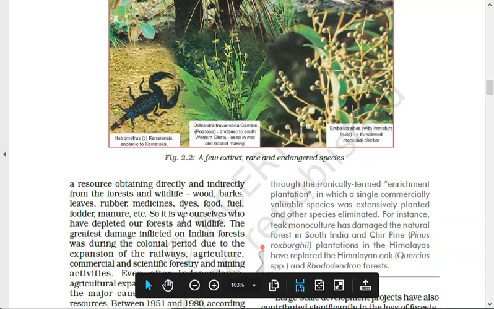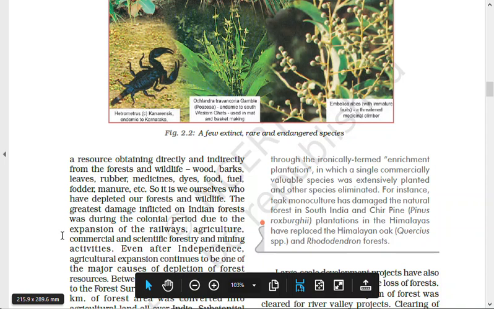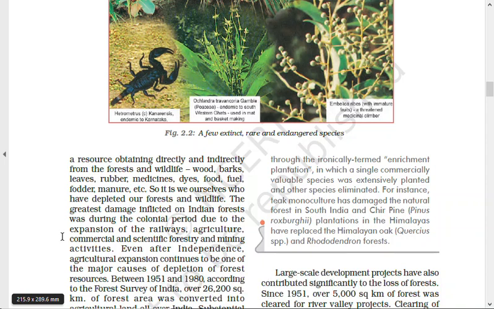So it is we ourselves who have depleted our forest and wildlife. Just consider one case: the British, or you can say the Europeans, invented the motor car and other vehicles, all these modern means of transportation, right? But they did not have rubber plantations in America or in Europe. They invented cars, and cars needed tires, and tires come from where? Rubber, because a car cannot run on metal wheels or wooden wheels. So rubber was needed, right?